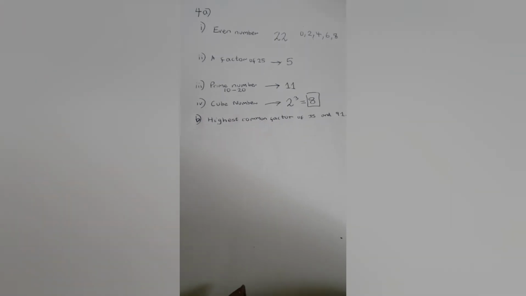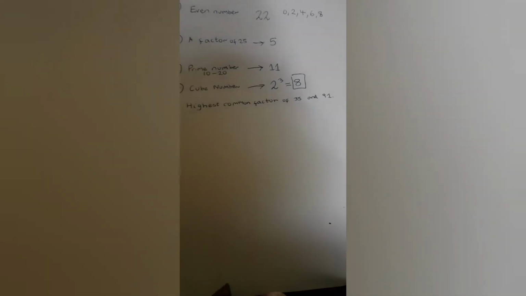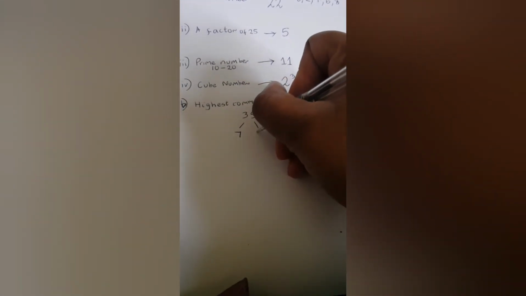So the highest common factor of 35 and 91. What I would do is the prime tree diagram, and I will do the factors of 35, which would be 7 and 5, and the factors of 91. So this one you may not know off by heart.